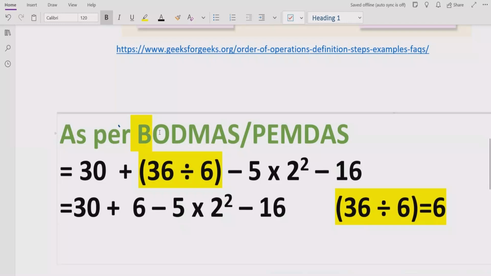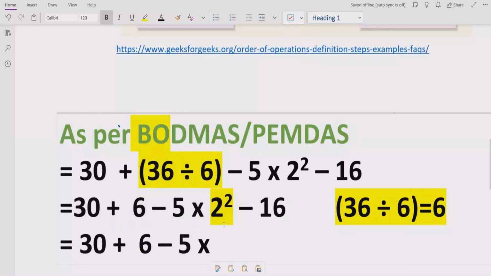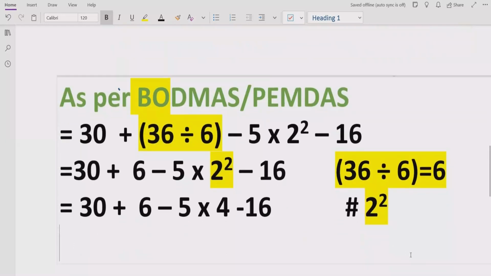Now we do not have any bracket in our expression. So now we will see the exponent. Here we have an exponent term, which is raised to power. We will solve this part now. We will write 30 as it is, and 2 raised to power 2 is equal to 4, minus 16. And here we will write the reference: power equals 4.